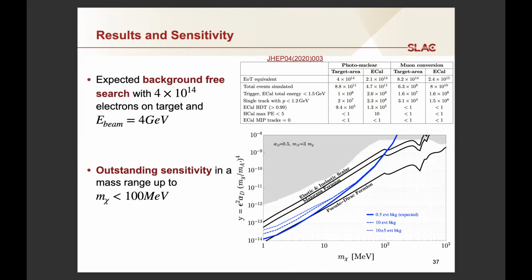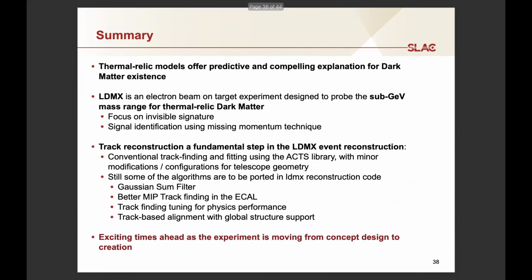We expect to have coverage up to 100 MeV, where we can check or rule out this type of model at different hypotheses of this dark matter candidate. To summarize, LDMX is an electron beam on target experiment designed to probe the sub-GeV mass range for thermal relic dark matter. We focus on the invisible signature. Nonetheless, we need to reconstruct what we see in order to remove those events.